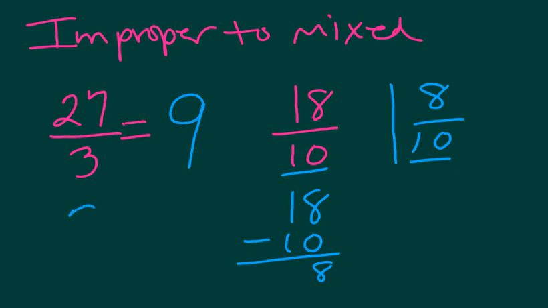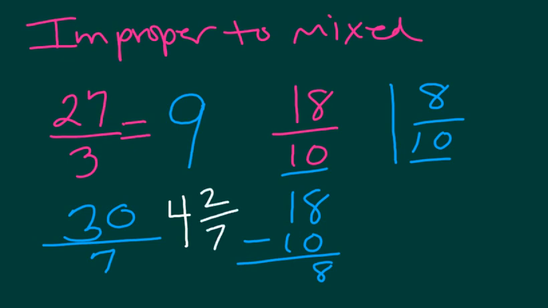Let's try one more. 30 over 7. How many times will 7 go into 30? Well, 7 times 4 is 28. So 7 goes into 30 4 times. That's the whole number. After I take the 28 out of the 30, what's left? 2. So 2 sevenths.